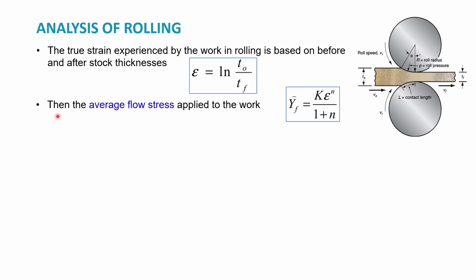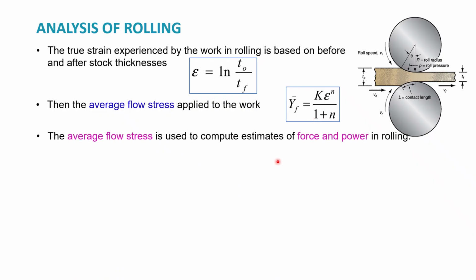Then we can simply calculate the average flow stress applied to the work. The average flow stress, or the Y_f prime, is equal to K multiplied by the true strain to the power n, divided by 1 plus n. The average flow stress is going to be used to compute the estimates of the power and the force in the rolling.